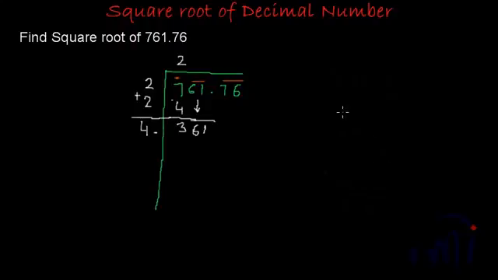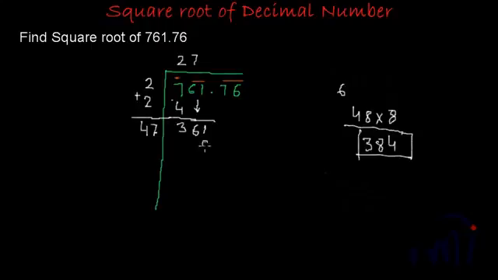So let's assume the next digit as 7. Or let's skip 7, let's assume it as 8. So 48 multiplied by 8 is 8 8s are 64. 6 carried forward. 8 4s are 32, plus 6 is 38, right? So we get 384, which is bigger than 361. So I think 7 will be the perfect choice. So if I put 7 over here, it becomes 47. 7 7s are 49. 9 will come over here. 4 will be carried forward. 7 4s are 28. 28 plus 4 is 32.